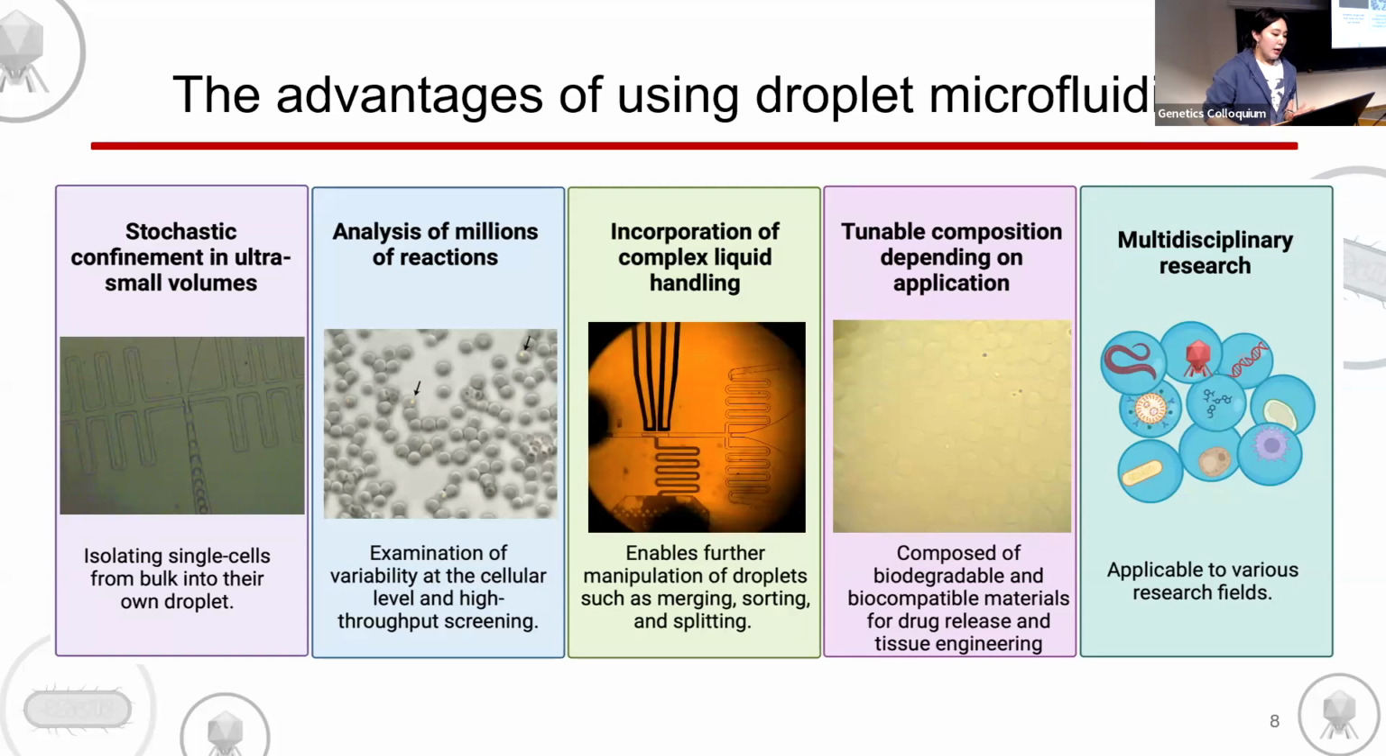In addition, the type of droplets that you could be using is very tunable. So for example, in tissue engineering or for studying different kinds of drug release, you could use different kinds of hydrogels to compose the droplets into different things. So you could culture cells within, let's say, agarose or collagen. And also, microfluidics is a multidisciplinary space. It's not purely for engineering. Other fields have been using it to study things such as C. elegans and even plants. So it's very applicable to various research fields.